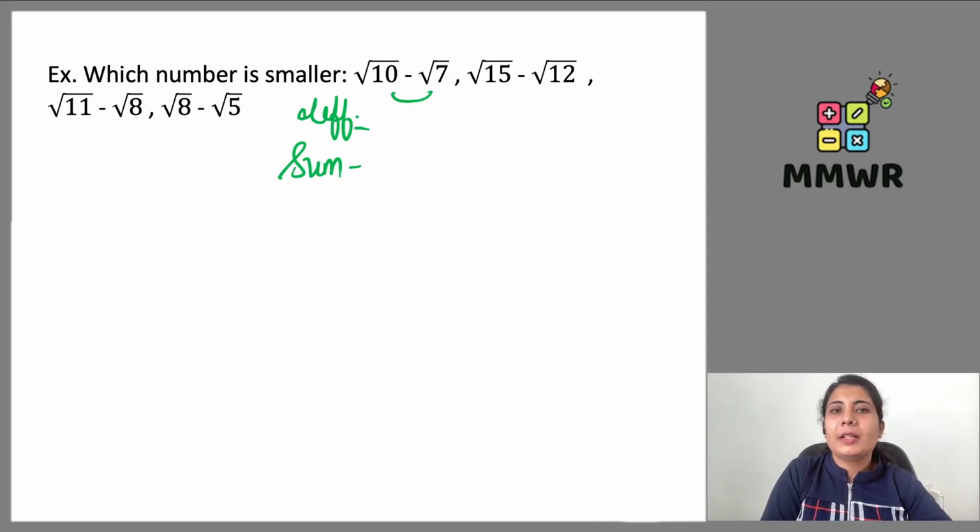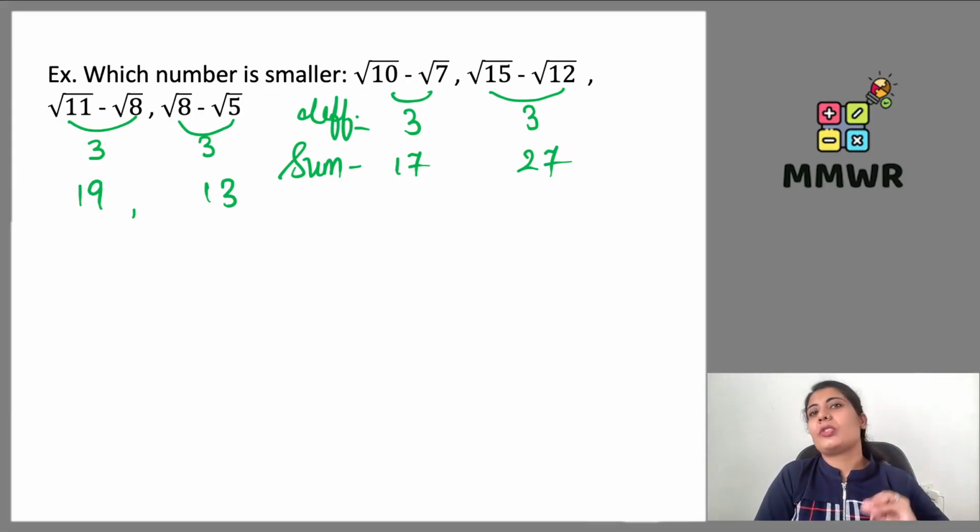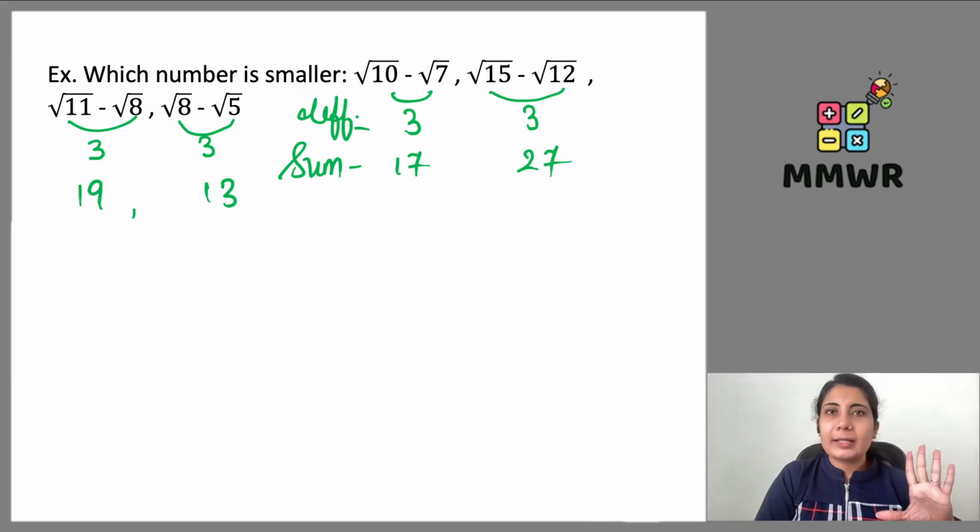10 minus 7, 3. 15 minus 12, 3. 11 minus 8, 3. 8 minus 5, 3. Now the sum: 10 plus 7, 17. This is 27, this is 19 and this is 13. So here the opposite happens. What is the opposite? The bigger the sum, the smaller the fraction, because here you can't take the square directly.